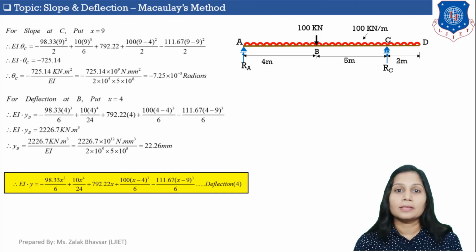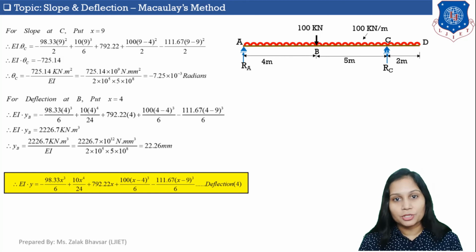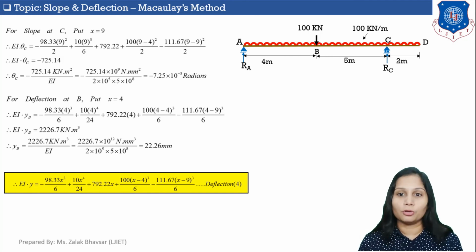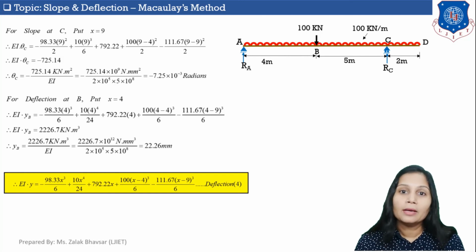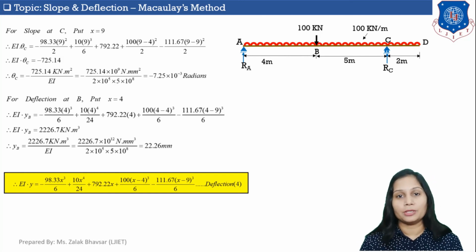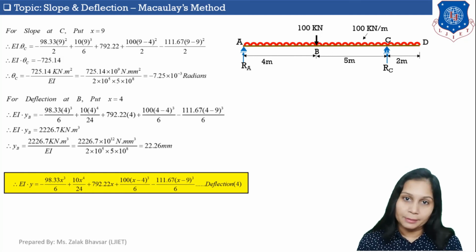So this is the end of this session. We calculated slope at point C and deflection at point B. Now in next session we will calculate slope and deflection in cantilever beam. Thank you.